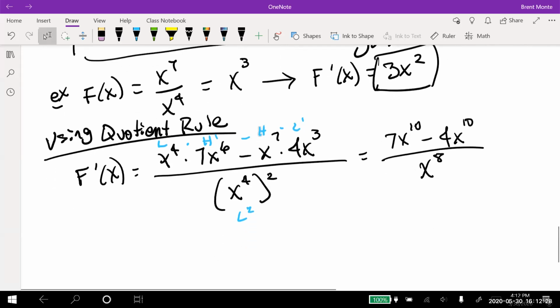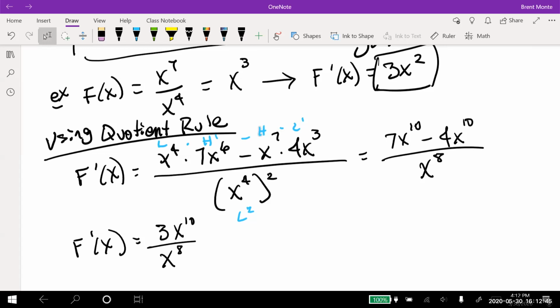So keep cleaning. So the 7 minus 4, those are like terms. We can add those together. They're both x to the 10th. So I get 3x to the 10th. Let's write f prime of x: 3x to the 10th over x to the 8th.